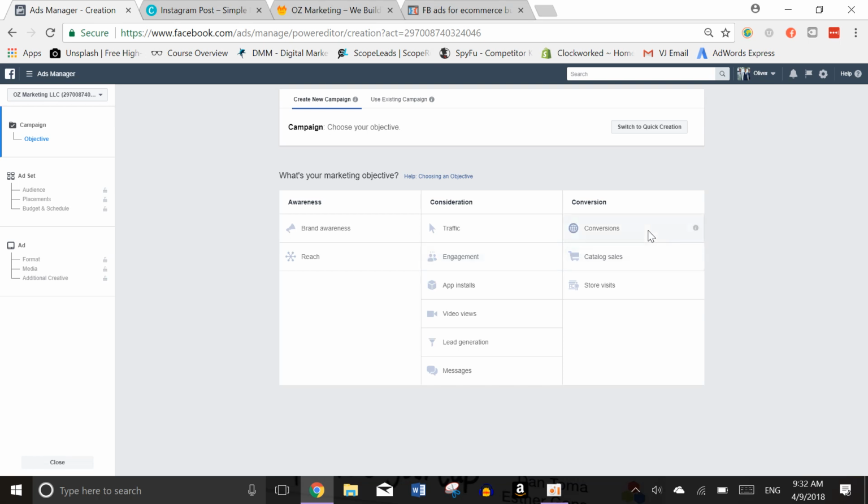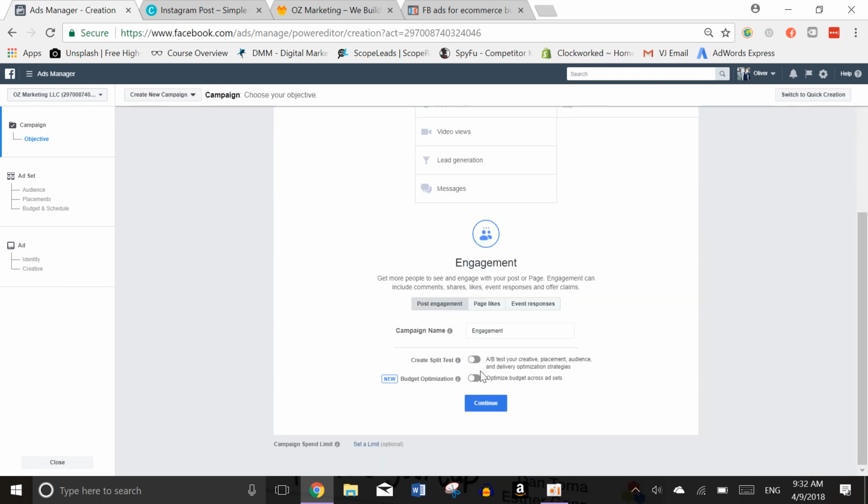And conversions will help you once you have your pixel in check with your website. I'll show you how you do that later on, but it will really help Facebook target exactly who the ideal client, your ideal customer, will be. So every time I launch a campaign and I do not know who my buyer is, I do not know who my ideal client is, though I do have an idea because it is in the vegan niche, I always start with an engagement campaign.